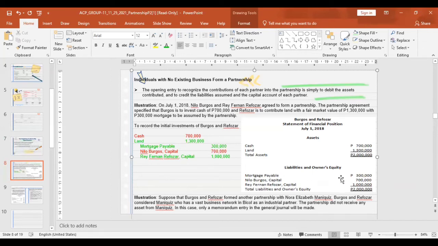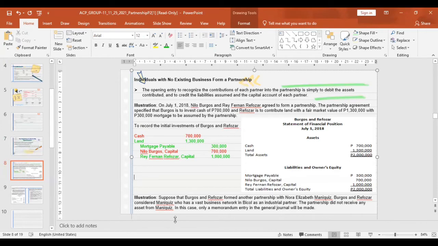Tapos may mortgage, 'di ba, na kasali yung land. So i-record niyo din 'yan as liabilities niyo. 300, and then yung capital yung dalawa, i-record niyo. 700 tsaka 1 million. So total 2 million yung liabilities and owner's equity. Ayan.